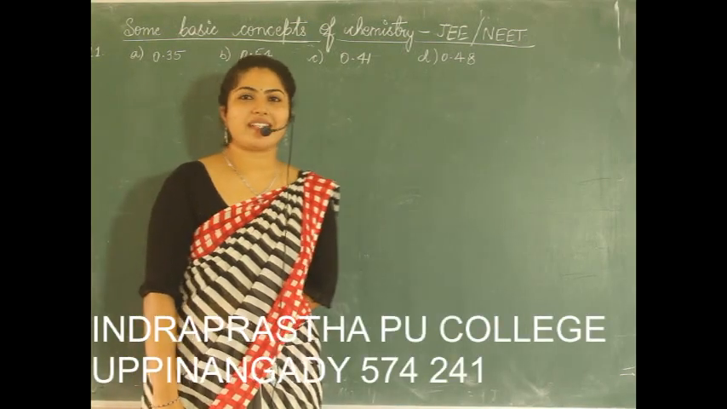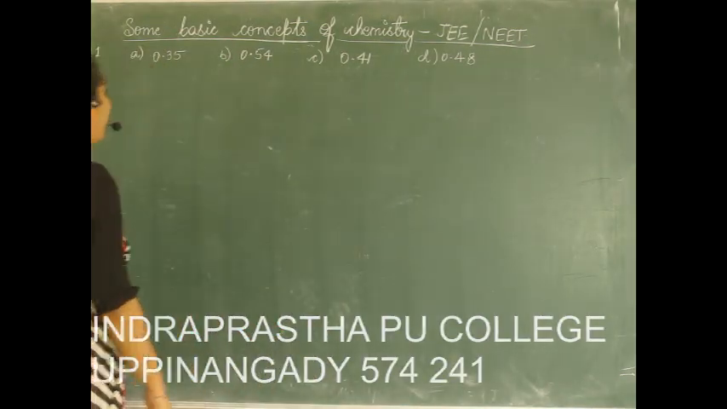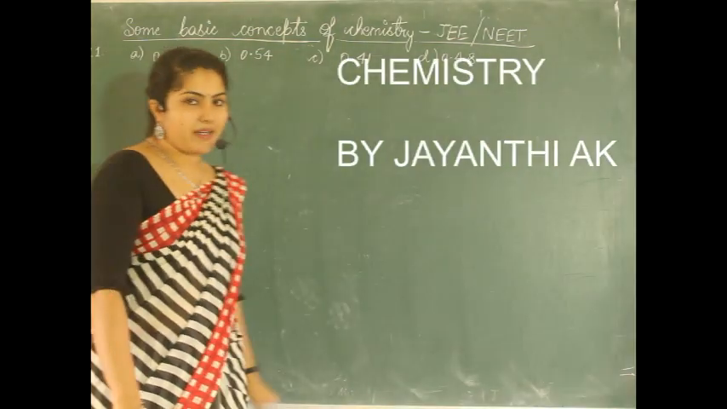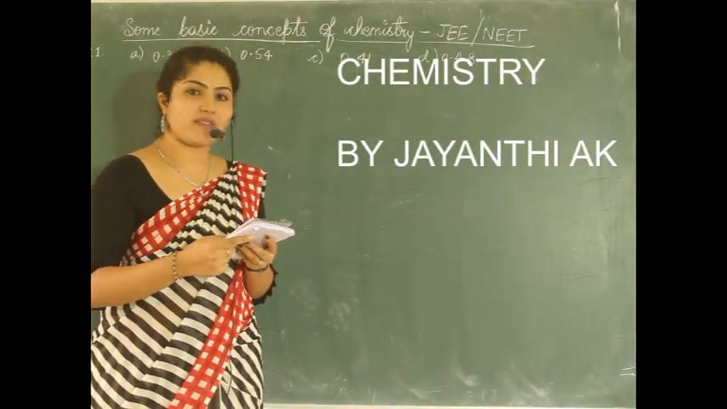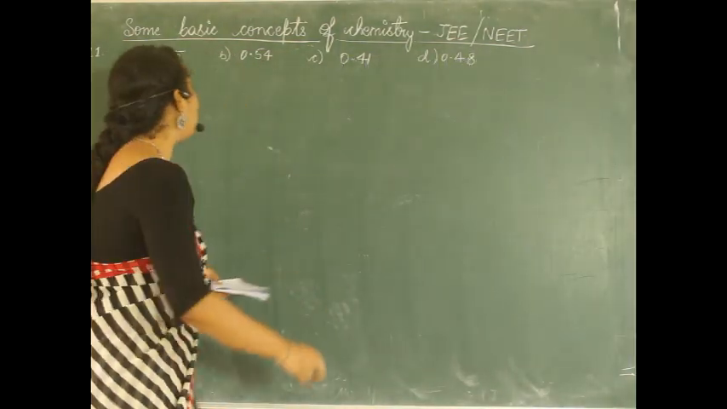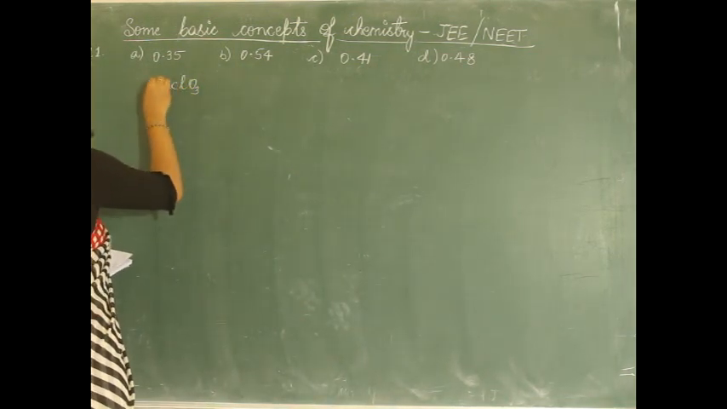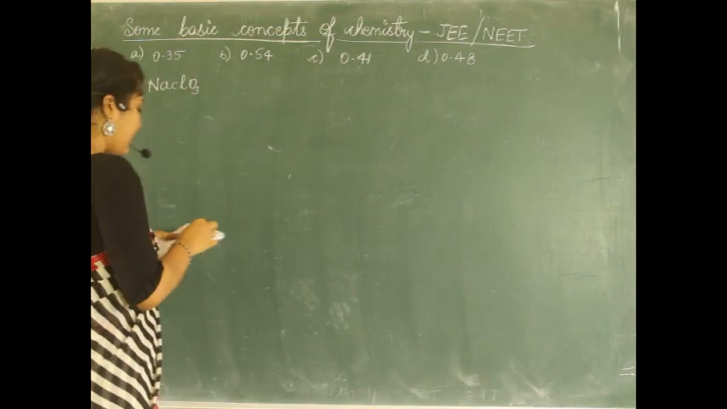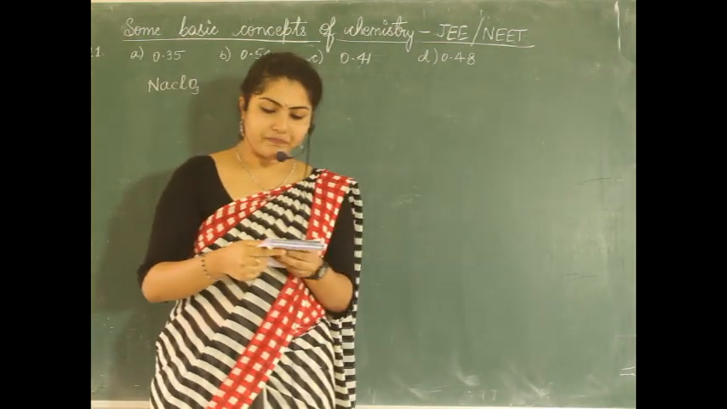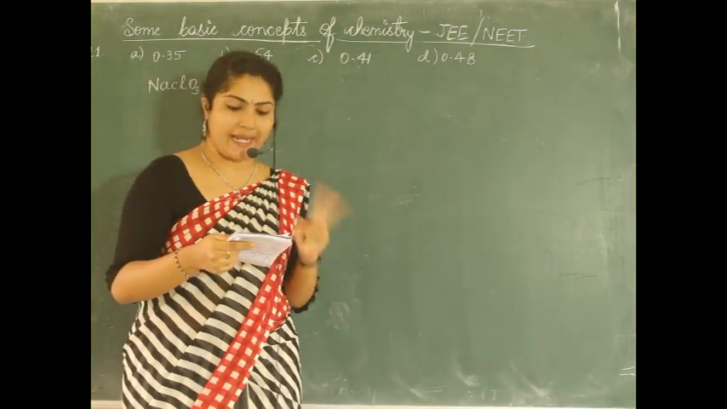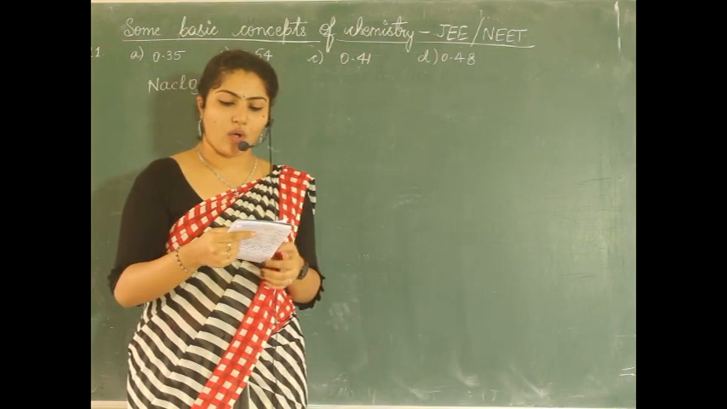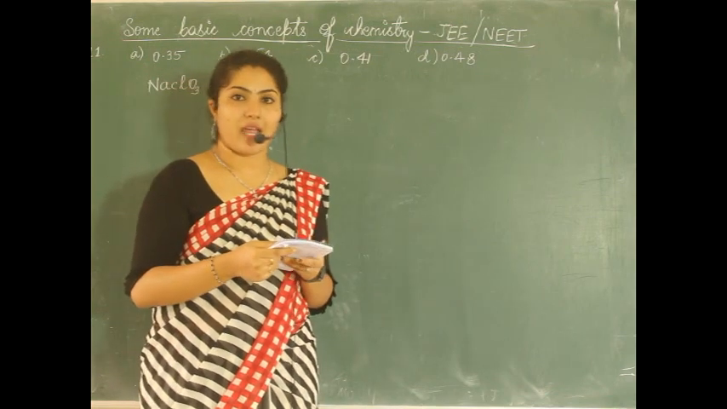Welcome. So let us move on to the next question, 11th question. Let me read it out. A sample of sodium chlorate, that is NaClO3, is said to be converted by heat to NaCl with a loss of 0.16 gram of oxygen.